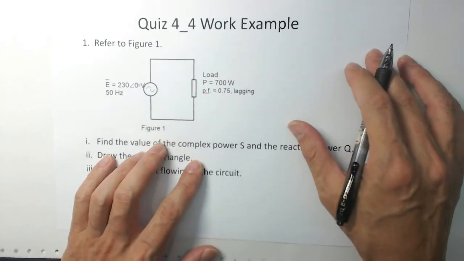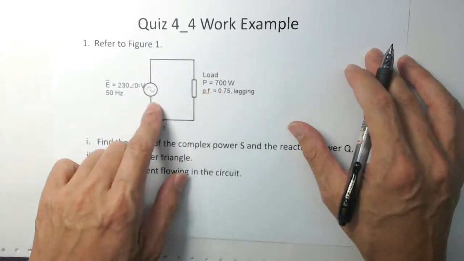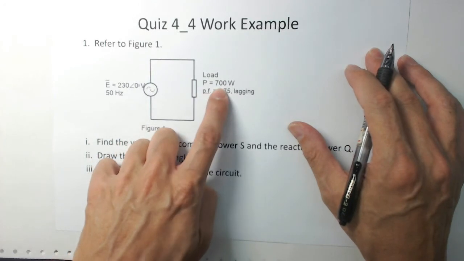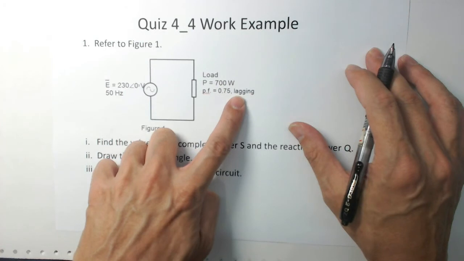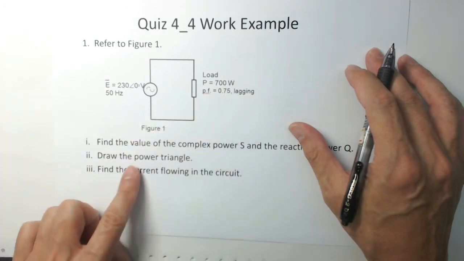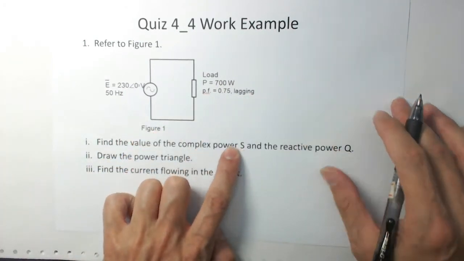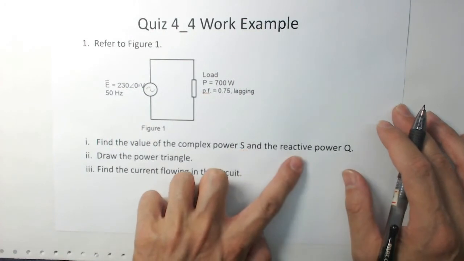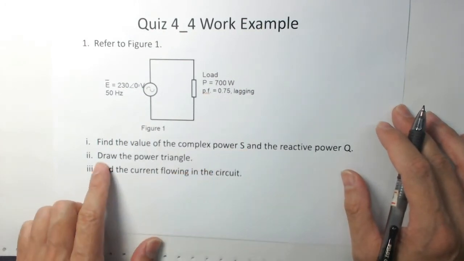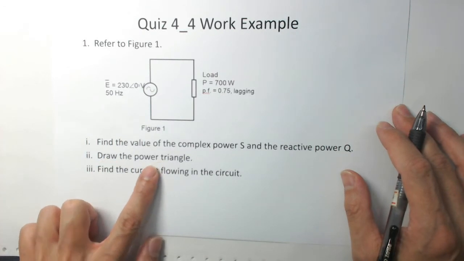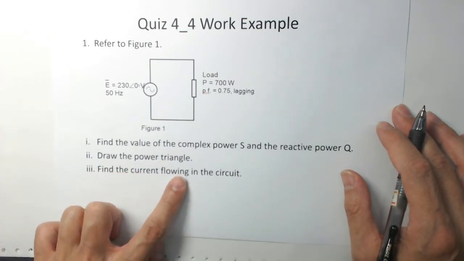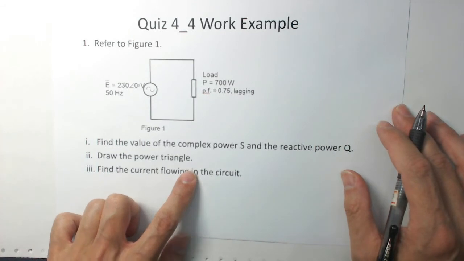Now in this question, we are given a circuit with a load of real power 700 watts and a power factor of 0.75 lagging, and we are asked to find the complex power value S and the reactive power Q. Then we are required to draw the power triangle and finally to calculate the current flowing in the circuit.